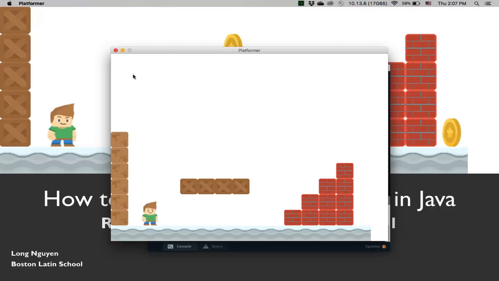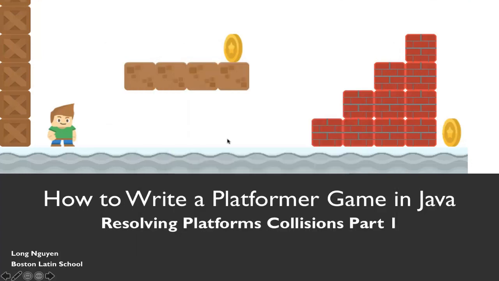So that's what we want to get to. And this is really the core algorithm for the entire game. So once we get this, the rest of the game should be pretty easy. Okay, so let's talk about this algorithm.